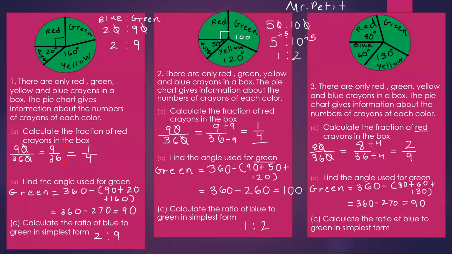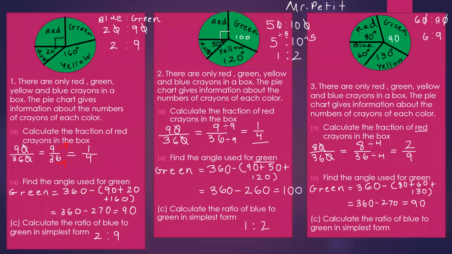Now it says calculate the ratio of blue to green in simplest form. What is blue? Blue is 60. What is green? We just saw green is 90. So it's 60 to 90. What are we going to do here? Divide by 10, cancel the zeros. So we're left with 6 to 9. And we get divided by 3.